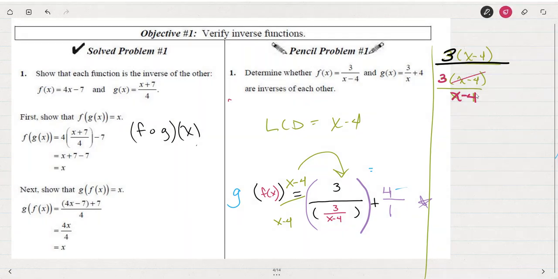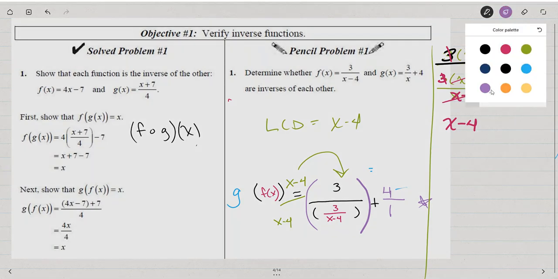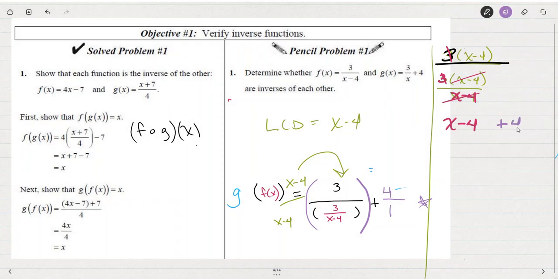Now I've gotten this x minus 4 over x minus 4. That x minus 4 over x minus 4 is just 1. And look at this, those 3's happen to reduce also. So all I have is x minus 4 over 1, which is x minus 4. And then I'm going to go back and add my plus 4, this plus 4. So the 4 and the minus 4 cancel each other out, and we're left with an x.